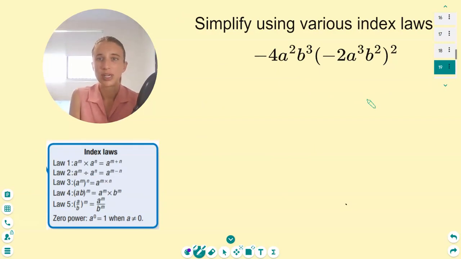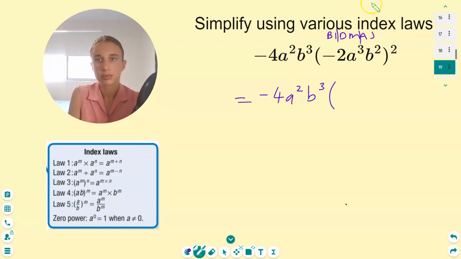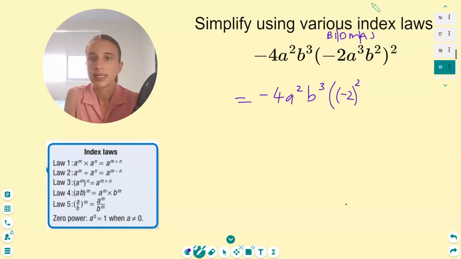Okay, we've got a big one now, but we use BIDMAS to guide us. Let's write BIDMAS up here. And there's lots of operations. Brackets, expand them. This pair of brackets is being raised to a power. I'm going to ignore this guy at the front, just write him straight down. Now this is being raised to a power, negative 2. Put that in brackets. Squared.